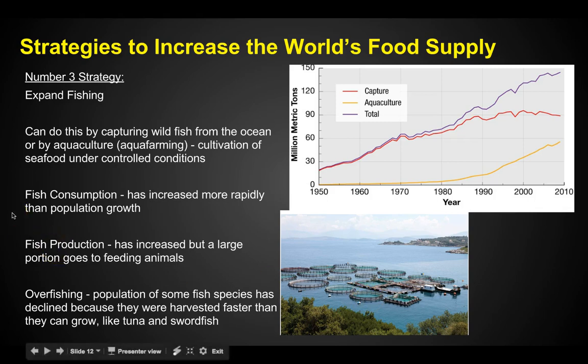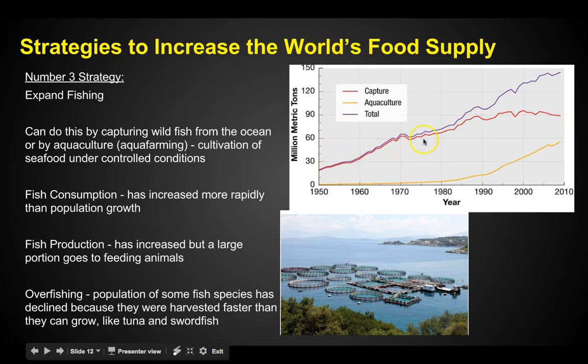Fish consumption has increased more rapidly than population growth. Fish production has increased, but a large portion goes to feeding animals. And overfishing is a big problem, because the population of some fish species have declined because they were harvested faster than they can grow. Think of specifically tuna and swordfish. Big popular items as far as seafood eating. So here's aquaculture, where people were growing their own fish. It didn't really expand until after 1990, and then you start to see it take off.